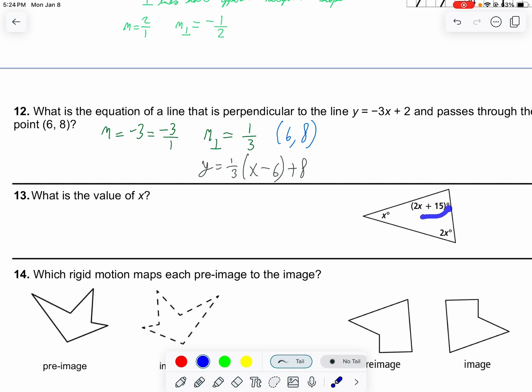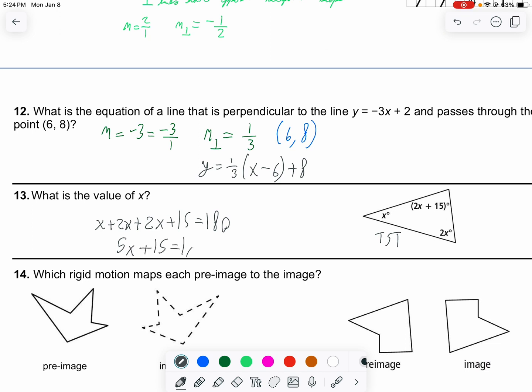All right, what's the value of x in this equation? We've got 2x plus 15, x, and 2x. Well, just looking at it, we know that all three angles add up to 180 degrees in a triangle. This is the triangle sum theorem, and I'm not going to write it right there. I'll write it right outside. Triangle sum theorem. So x plus 2x plus 2x plus 15 is equal to 180 degrees. X plus 2x plus 2x is 5x plus 15 is equal to 180.